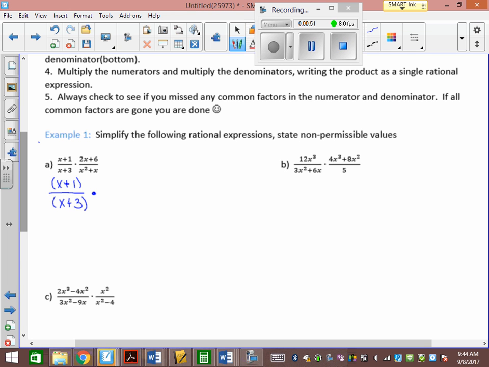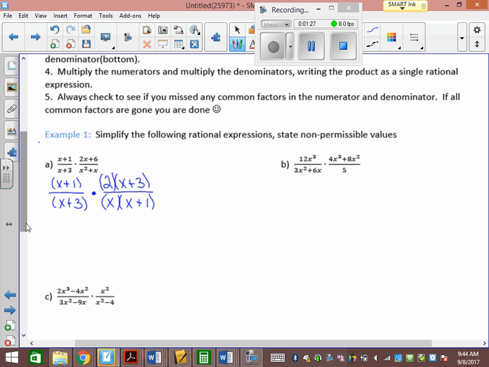2x plus 6, what can you take out of that? A 2. And when you take a 2 out, you're left with x plus 3. And then I always put the 2 in its own brackets because it's being multiplied. And then on the bottom, we have x squared plus x. What can we take out of there? An x. Exactly. X out of x squared, you're left with x. Plus 1. Thank you. Not 0. It doesn't cancel off. X divided by x is a 1. And then I can put that x in its own brackets.